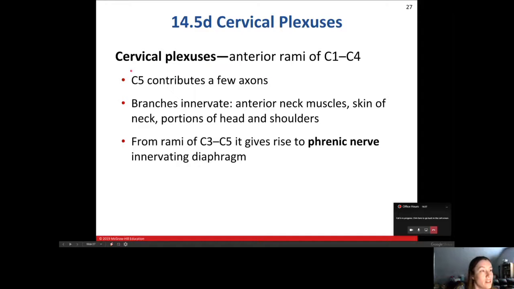The cervical plexuses are made up of the anterior rami of spinal nerves C1 through C4. C5 contributes a few axons, but not that many. They form that little meshwork and branch, and eventually give off nerves that innervate the neck muscles, the skin of the neck, and portions of the head. But the bottom part of it, some rami of C3 to C5, give rise to a special nerve called the phrenic nerve. The phrenic nerve is the named nerve to know, and it innervates the diaphragm.